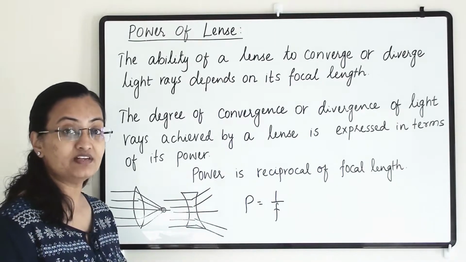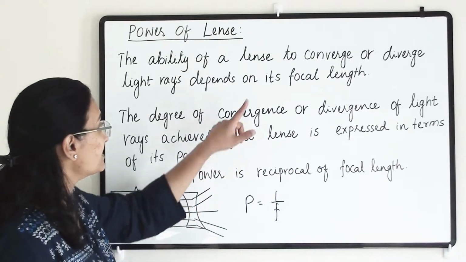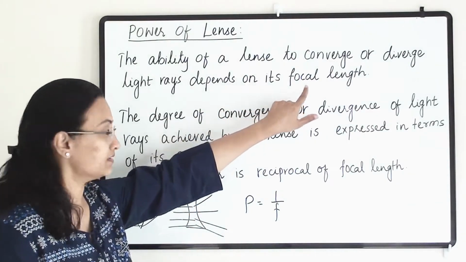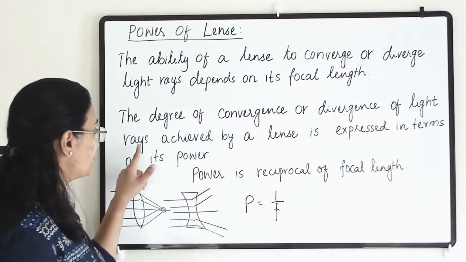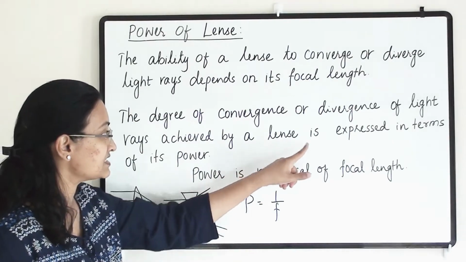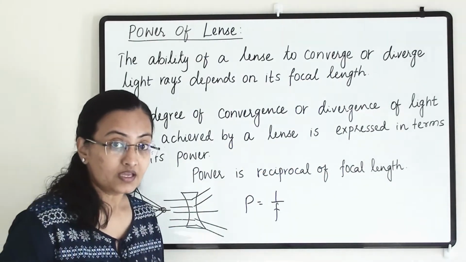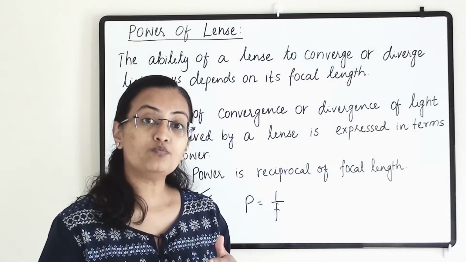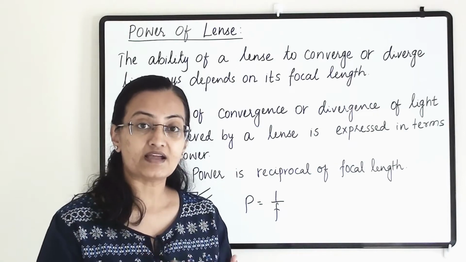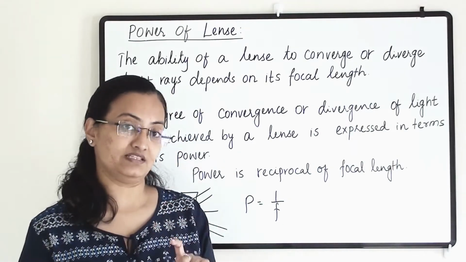And how much they will diverge away or how much they will converge depends on its focal length. The degree of convergence or divergence of light rays achieved by a lens is expressed in terms of its power. So, in short, how much it can bend the light, or how much it can converge or diverge light, depends upon the power of the lens.